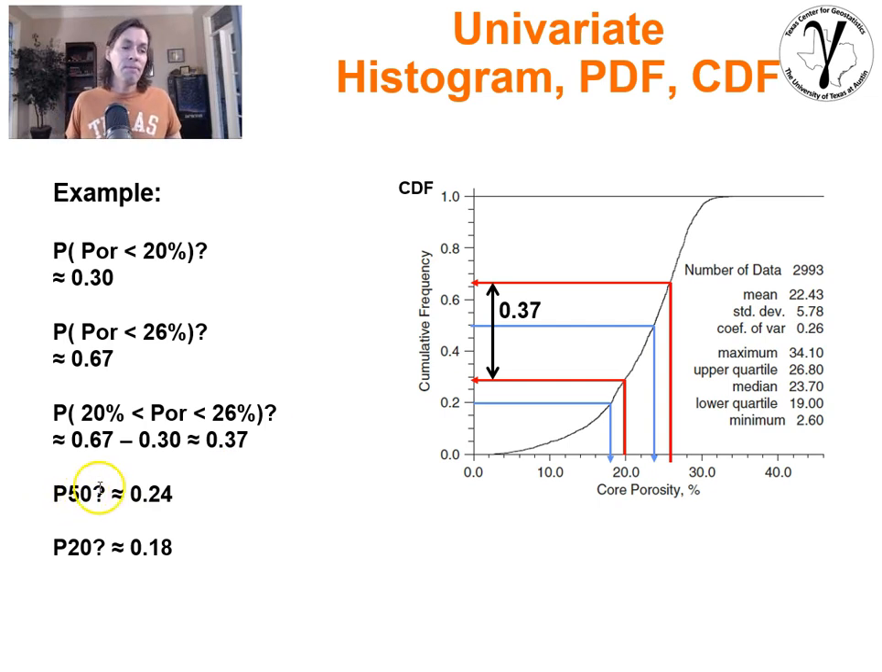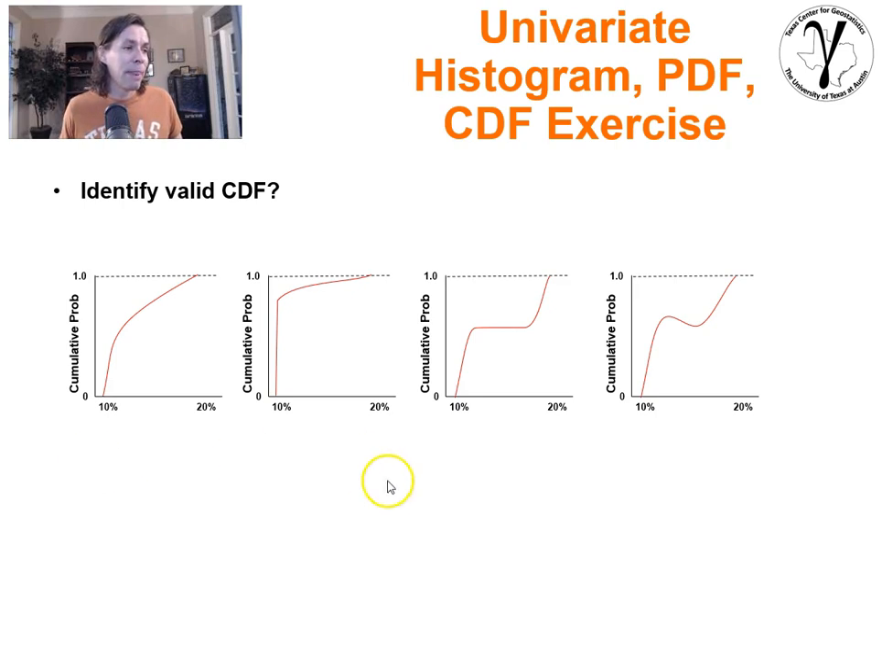What's the P50? Come over here to the 50th cumulative probability. We read across, we come down, and we get something around 24%. And the P20, we've got about 18%. So pretty straightforward stuff. Okay, so now that we know about CDFs, let me ask you a question.